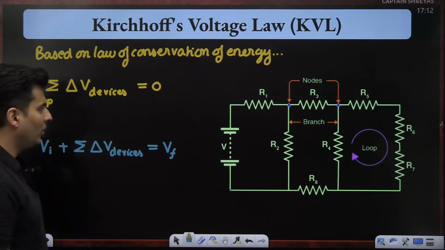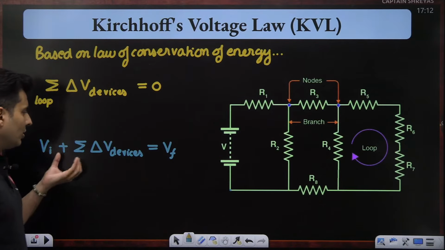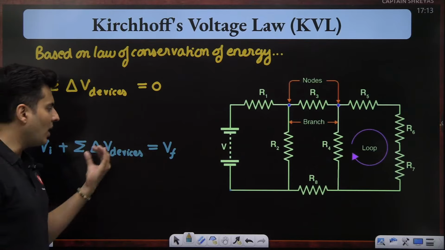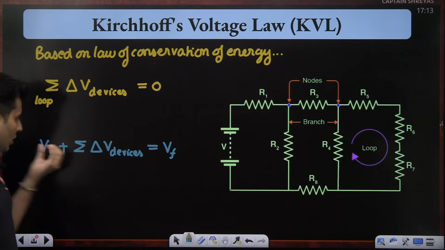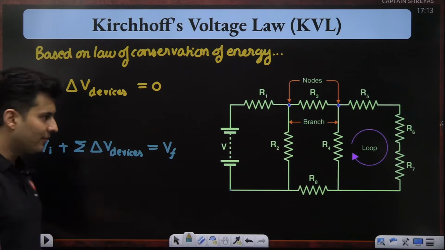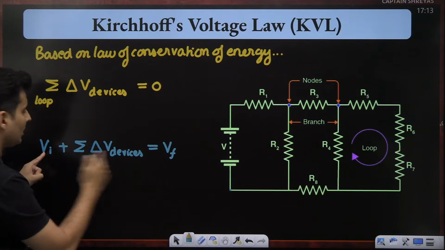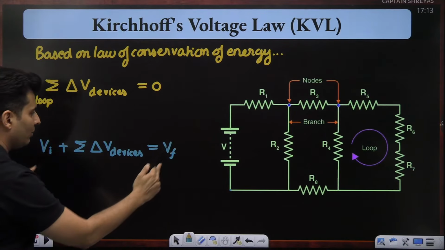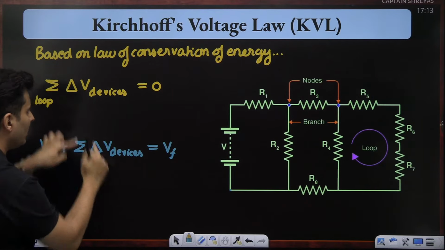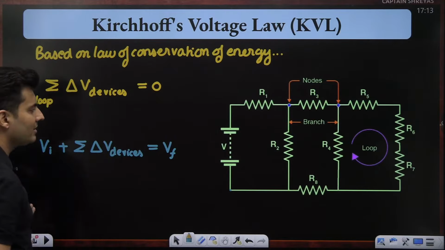So you start at a point, maybe the voltage is 2 volts. You increase, decrease, increase, decrease, whatever. Finally, when you add all those voltage drops to the initial voltage, what you get is the voltage at the final point. Now, if you think about it, if the final and the initial locations are the same, both of them will cancel from the RHS and LHS. That's why across a loop, you will get the net voltage drop as zero.